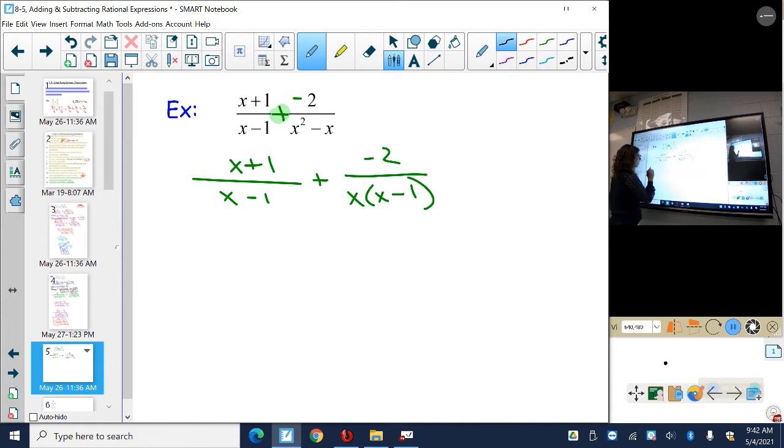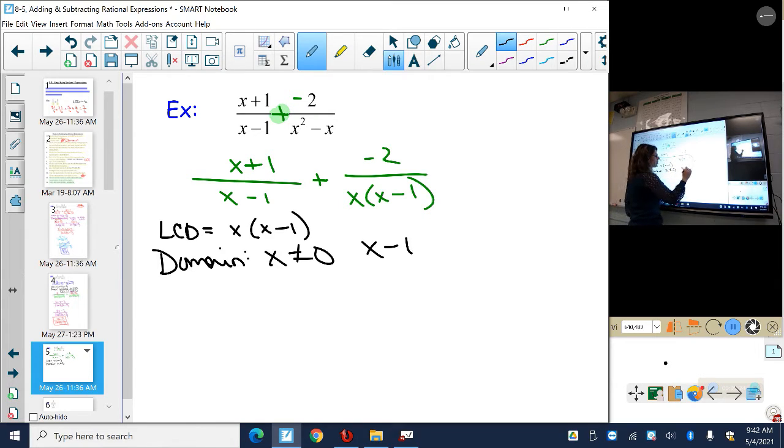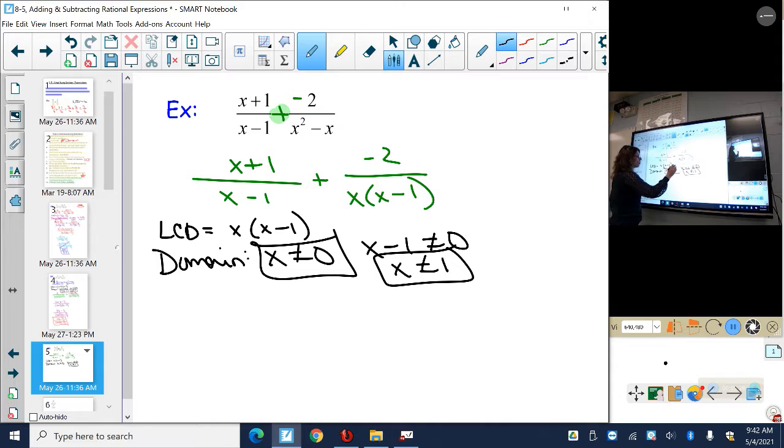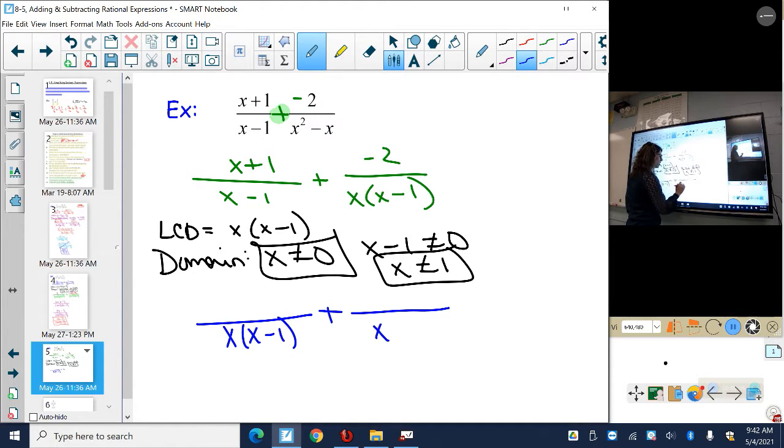So from here, I need my LCD. My LCD is going to be x times an x minus 1, which means my domain restriction is x cannot be 0 and x minus 1 cannot be 0. So x cannot be positive 1 or 0. Now I need each one of these fractions to have the new denominator of x times x minus 1. So I'm going to write that down twice because I have 2 fractions.